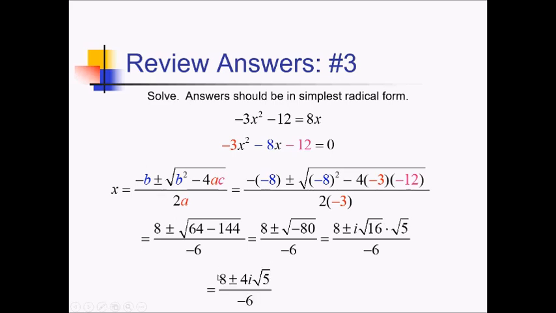And I notice that 8, 4i, and negative 6 can all be reduced by 2. It's all 3 or nothing. So if I do that, I end up with 4 plus or minus 2i radical 5 all over negative 3. And that is as simplified as this is going to get.